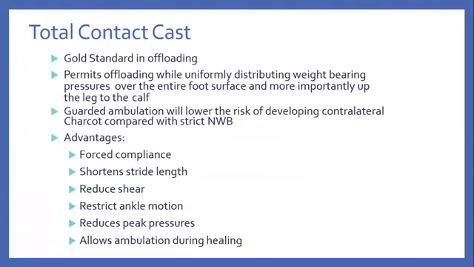So total contact casting is what we want to do for that acute phase. This is the gold standard in offloading. It permits offloading while uniformly distributing weight-bearing pressures over the entire foot surface, and more importantly, up the leg to the calf. Guarded ambulation will lower the risk of developing contralateral Charcot with strict non-weight bearing. The advantages of using a total contact cast include forced compliance. It'll shorten the patient's stride length, reduce shear, restrict ankle motion, reduce peak pressures, and it allows ambulation during healing.